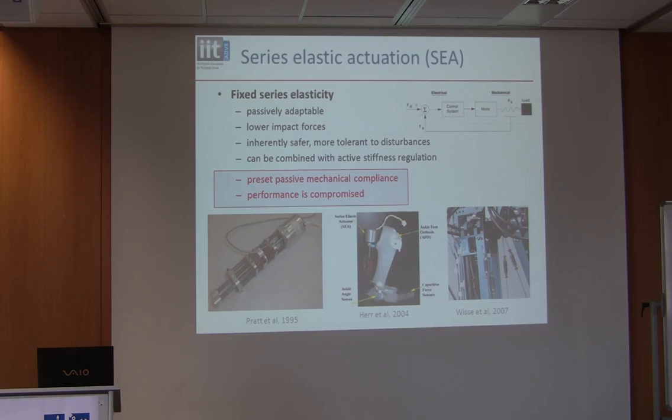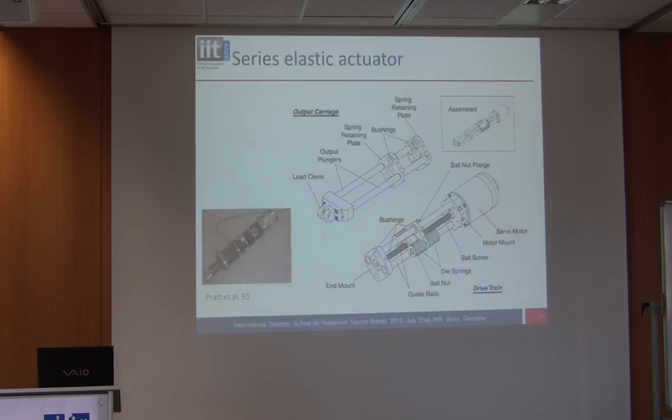This is one of the first series elastic actuators, which I will give you some more details on later. The same is used here for the orthosis. Here is a kind of different arrangement, where you see the springs that are in series with the tendon transmission system, which remotely activates the joint with the motors placed on the other side of the link. But let's see how some of these actuators are made.